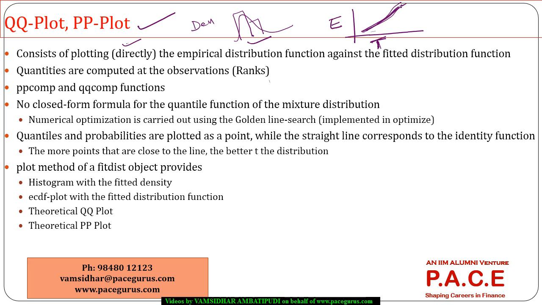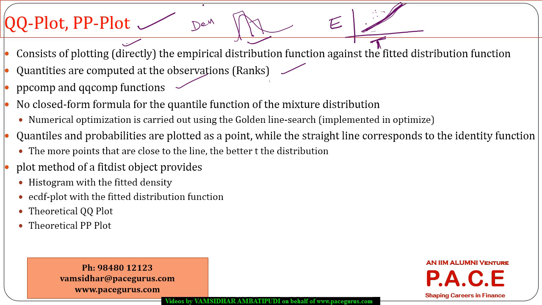It would be a kind of smooth straight line, whereas if it is more deviating, you find so many points like this, whereas the line is going like this. The quantities are computed based on the ranks of the different observations. We can use the PP comp as well as the QQ comp.